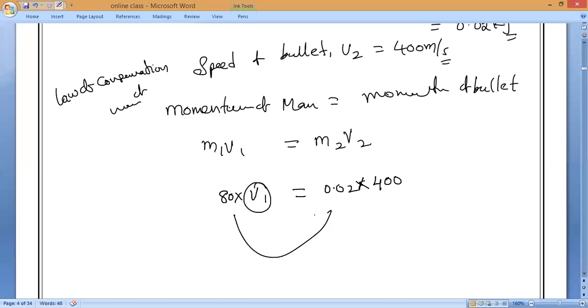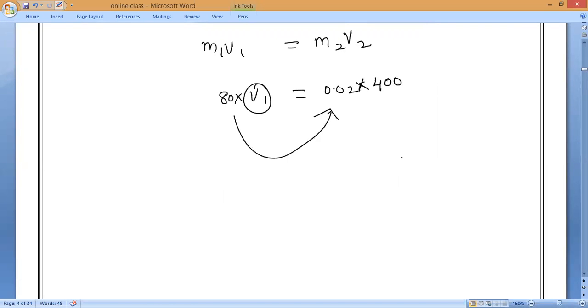Okay. Now we want V1. So 80 is in multiplication, it will come to this side and become division. So now 0.02 into 400 divided by 80. Solve this one and tell me how much it is. So velocity of the man is equal to how much? 0.0125, sir? Just normally, sir, how much is it? 1 by 10. 1 by 10 means 0.1.